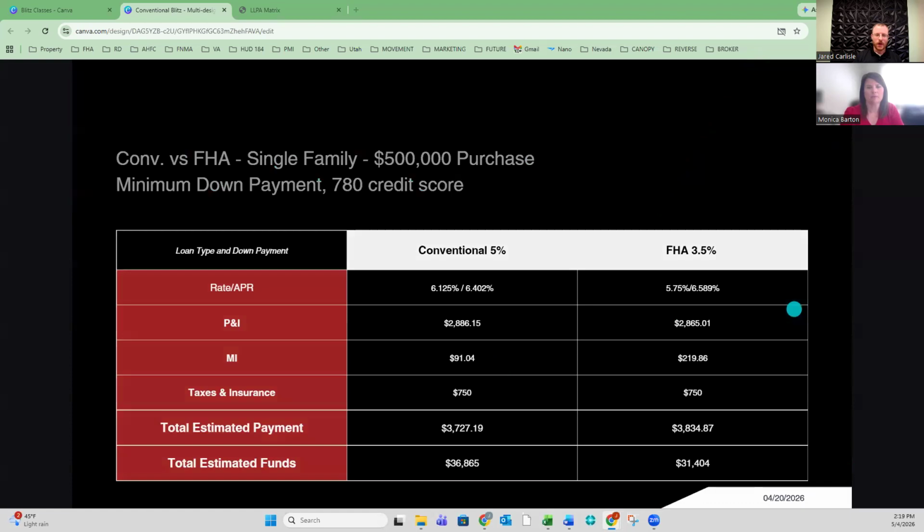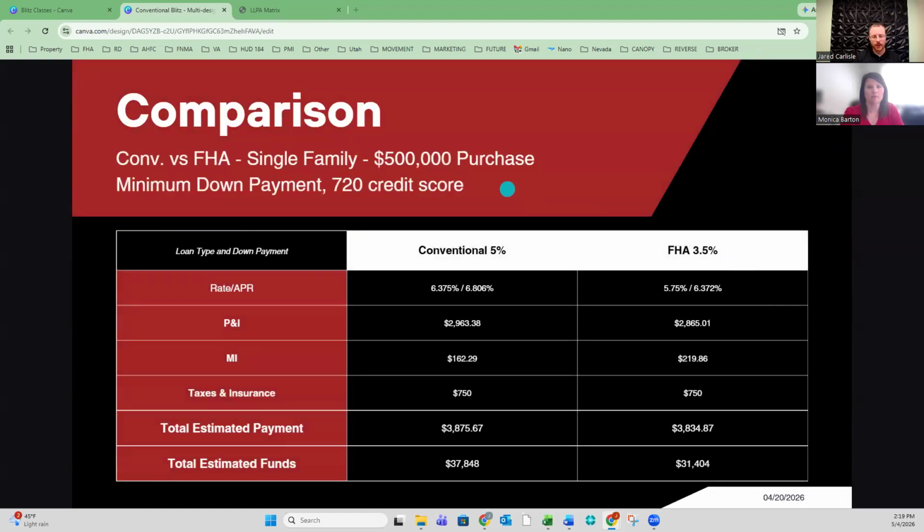Well, let's drop the credit score a little bit. At 720, MI is now $162, so it's closing that gap with the 219 over here with FHA. You have a rate that is now higher. Why is the rate higher? If you remember those LLPAs we just talked about, the credit score is lower, so they're being charged more for that rate. So it starts to look a little less clear, at least mathematically, on which might be the better option.